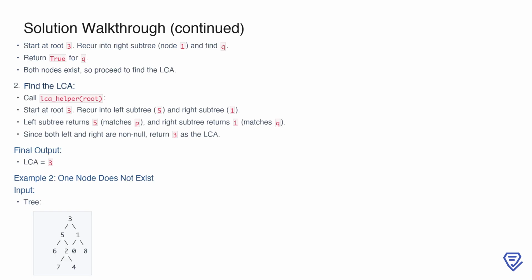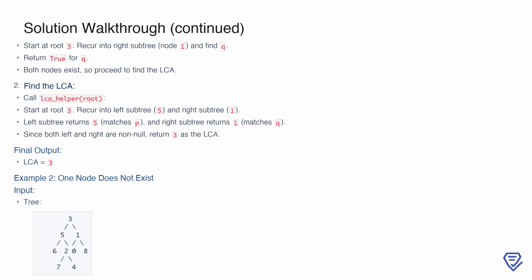To find the lowest common ancestor, we call the helper function LCA_helper starting at the root node 3. First, we explore the left subtree, where node 5 matches P. This means the left subtree returns node 5. Then, we explore the right subtree, where node 1 matches Q. This means the right subtree returns node 1. Now, since both the left and right subtrees return non-null nodes, the current root, node 3, is their lowest common ancestor. The final output for this example is node 3 as the LCA.